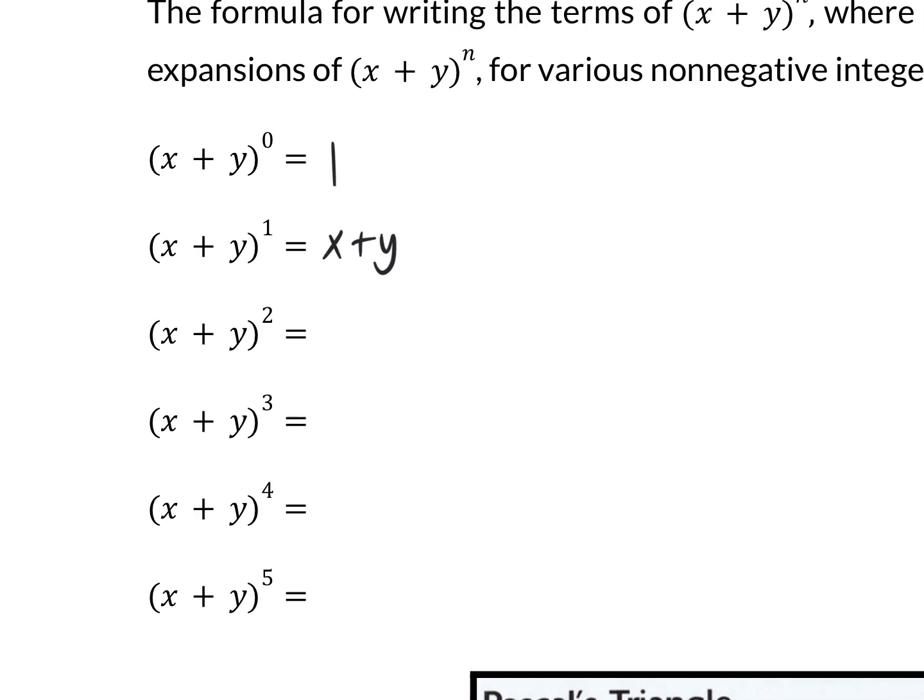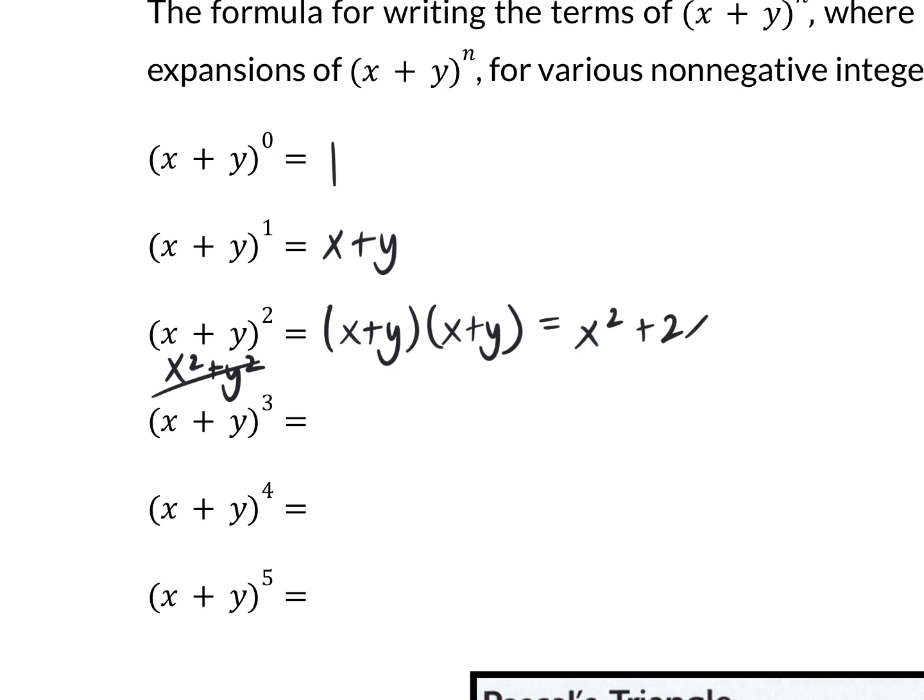X plus y squared, that's like x plus y times x plus y. My least favorite thing is when I see people write this, x squared plus y squared. That just makes me hurt. Don't do that, okay? There is a middle term in between. What is that middle term? 2xy. So I've got x squared plus 2xy plus y squared.